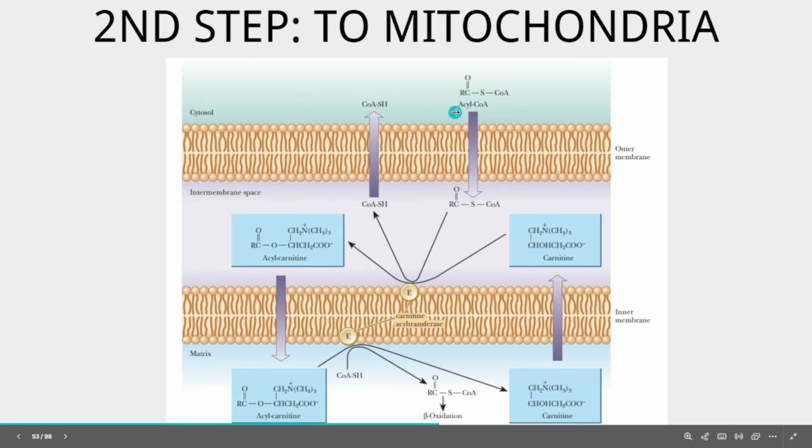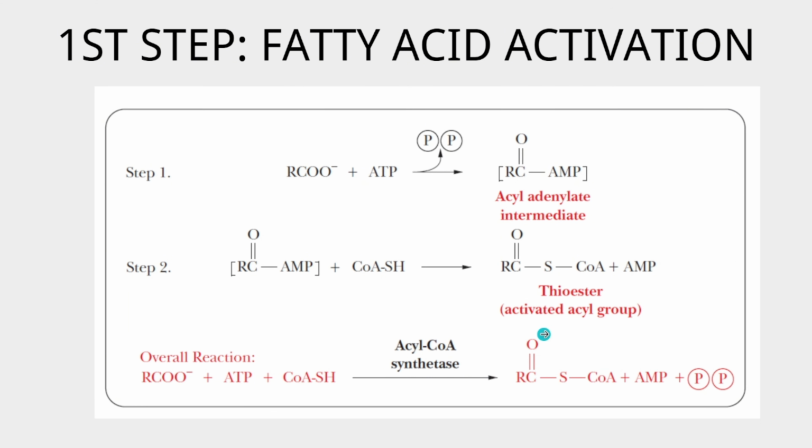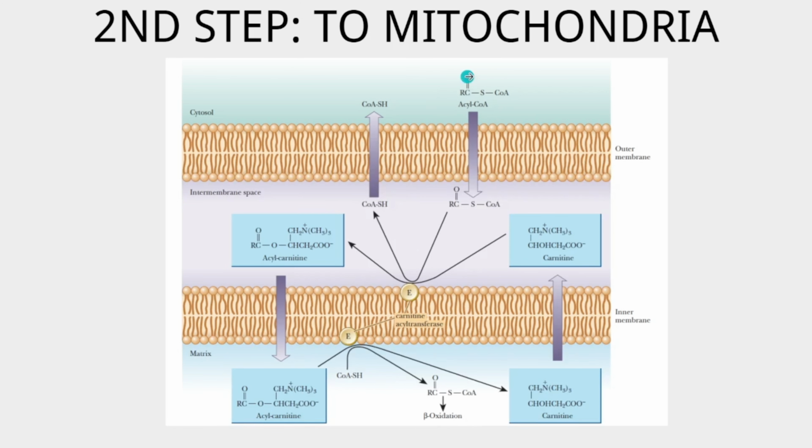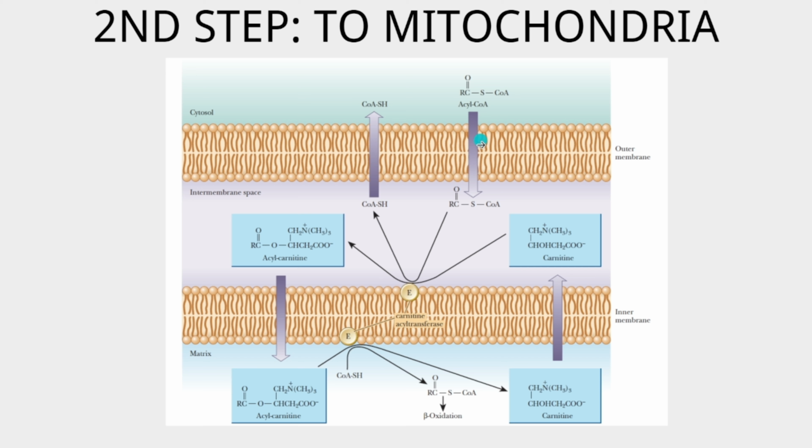After that, this step 1 process happens in the cytoplasm. Beta oxidation happens in the mitochondria. So you need to transport this thioester intermediate into the mitochondria. How do you transport it into the mitochondria? So they will enter into the mitochondria.